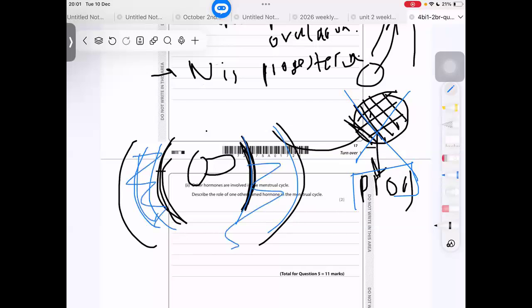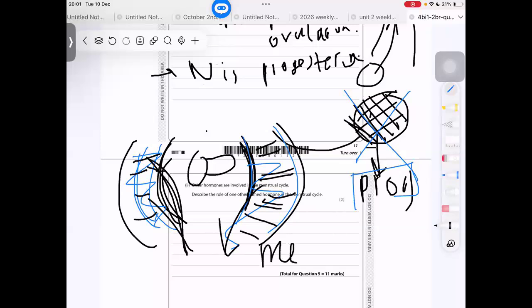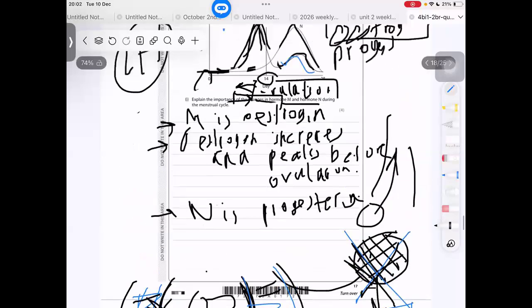This uterine lining is highly vascularized. Vascularized means it's filled with blood vessels. So the uterine lining breaking down means the blood vessels are also being broken down and released. That's what you call menstruation, right? So that's what happens if fertilization did not take place.